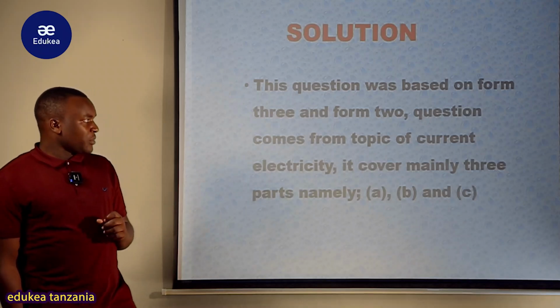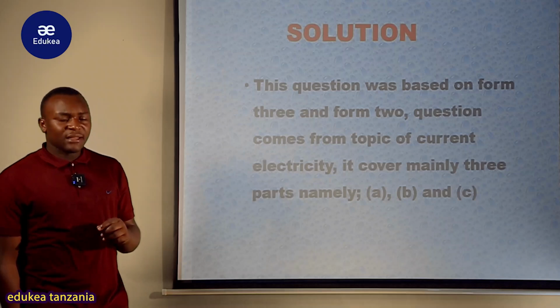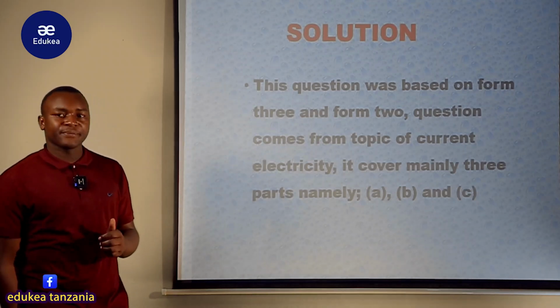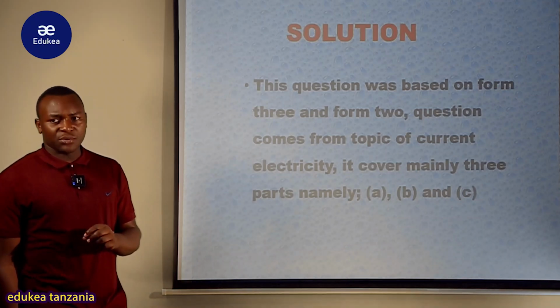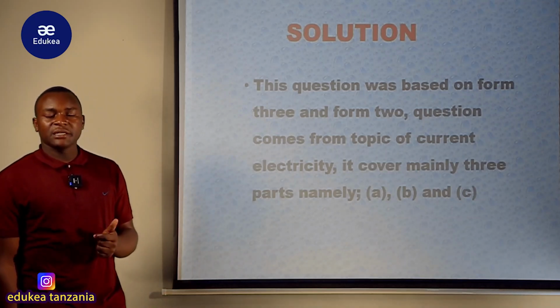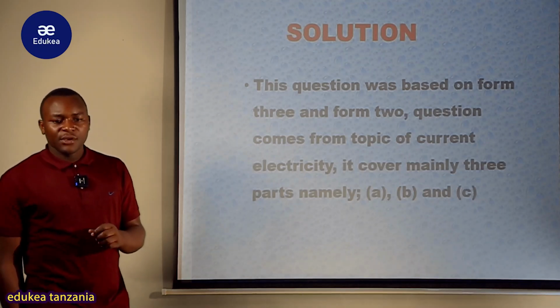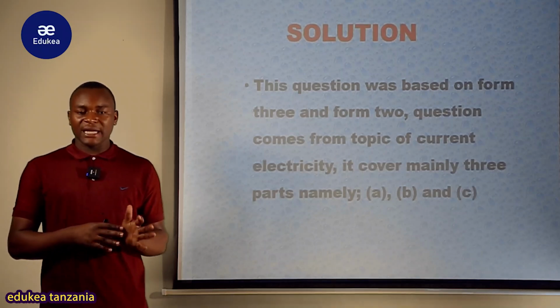For instance, the question was based on Form 3 and Form 2, and comes from the topic of current electricity. It covers mainly three parts, as we see: part A, part B, as well as part C. So within Form 2, there is the topic of current electricity.